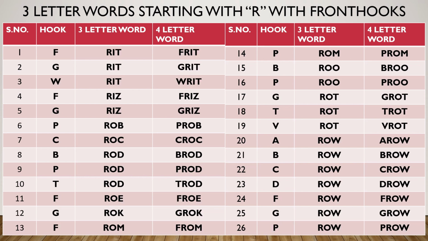RIT makes four-letter words with F, G, W, making FRIT, GRIT, and WRIT, and RIZ makes FRIZ and GRIZ. And ROB accepts just P as a front hook, making PROB. And ROC accepts just C, making CROC.